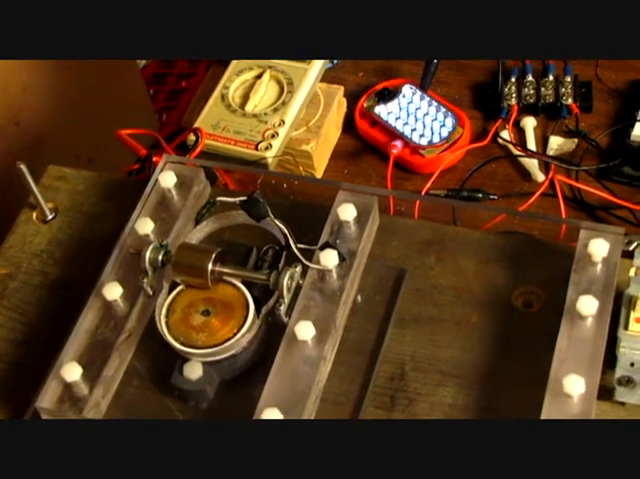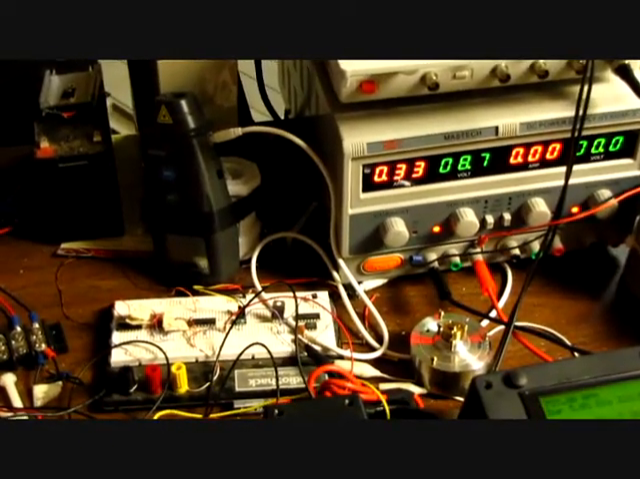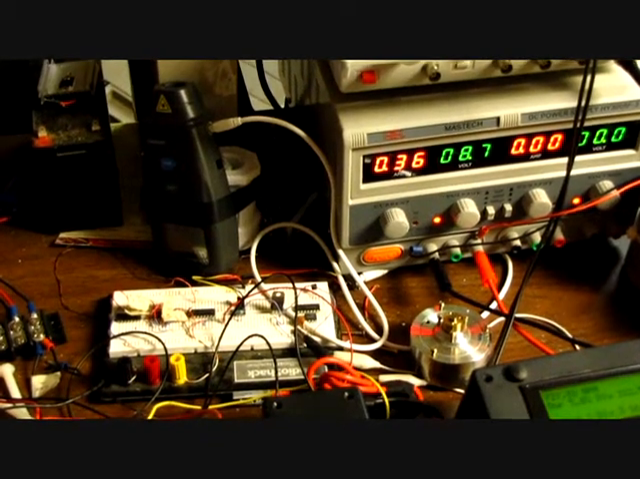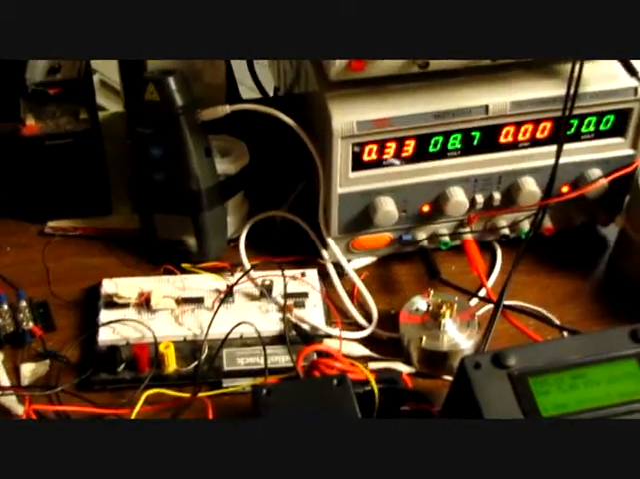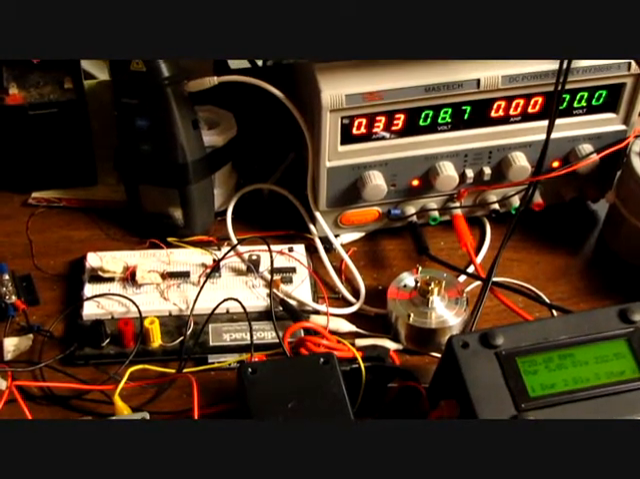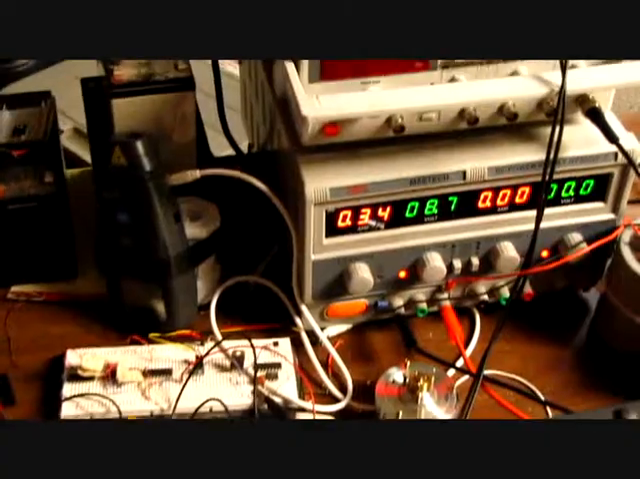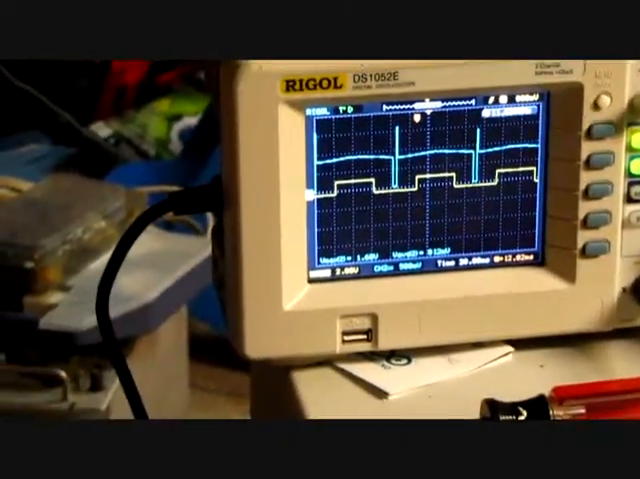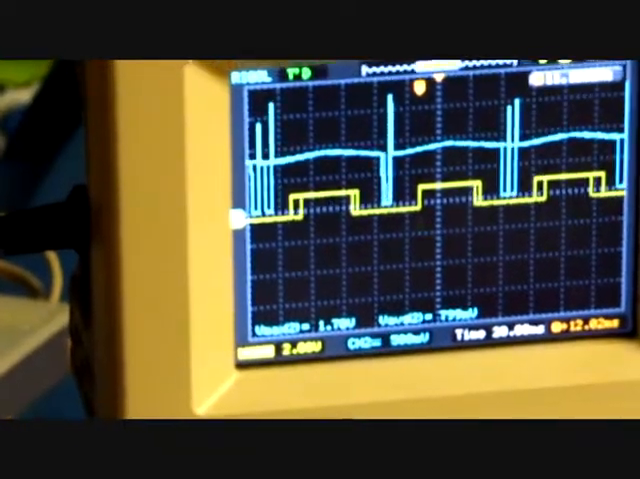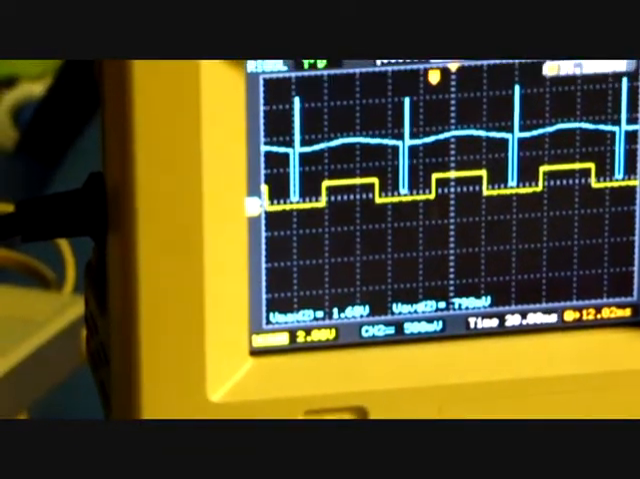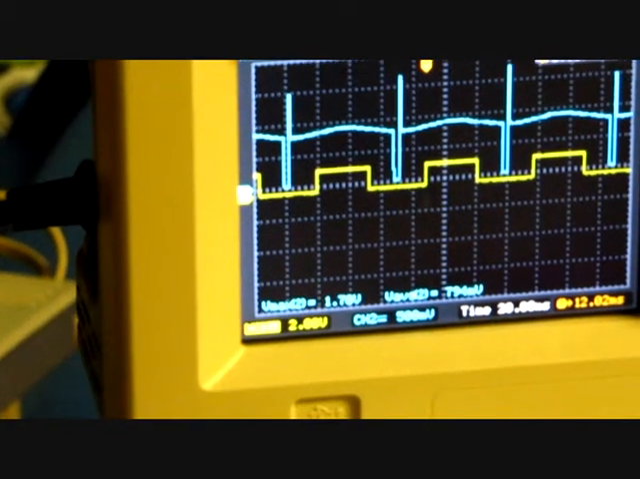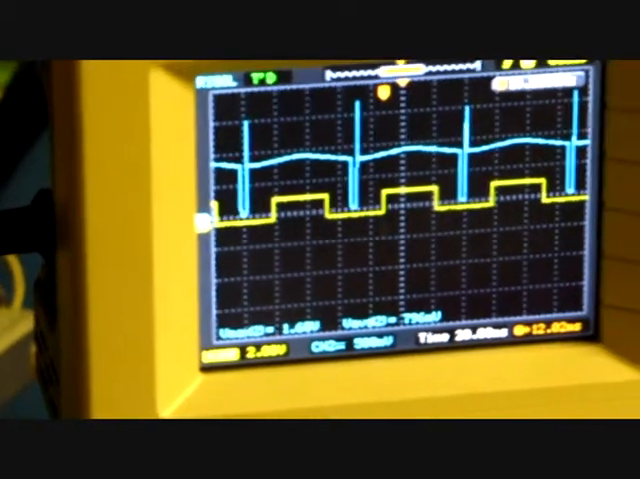Well, it still runs. It's running off the power supply right now at 8.7 volts, 330 milliamps. Pulse duration set at 5%. The bottom signal is the hall sensor signal. The top one is at the drain of the power MOSFET. And you can see that it's lighting some LEDs.